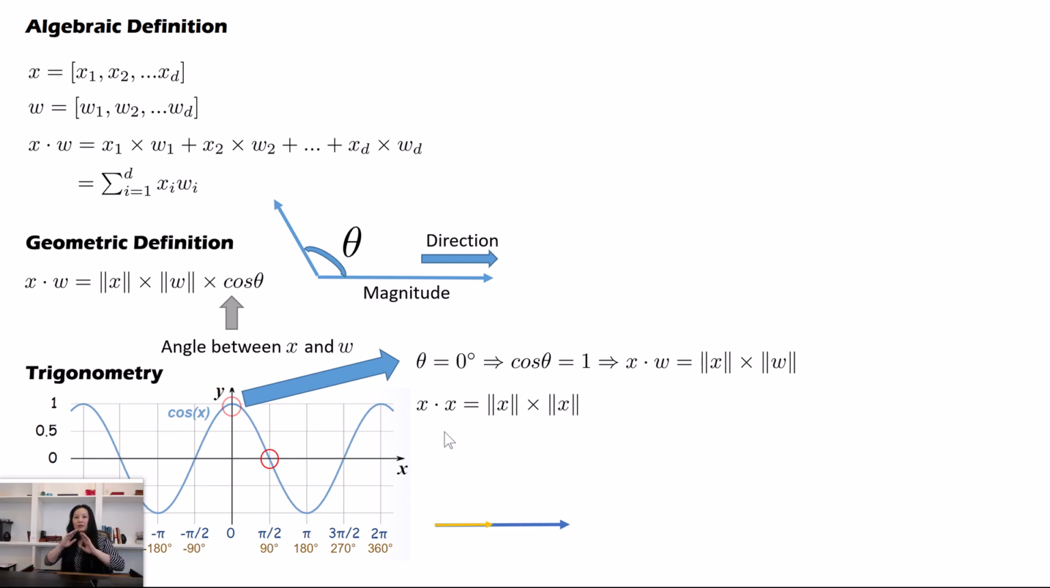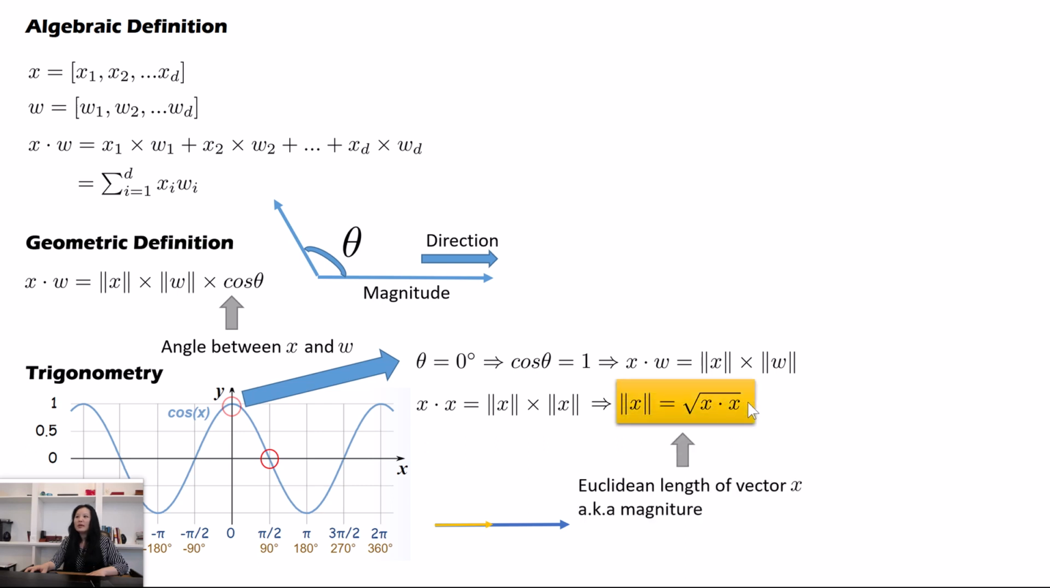Think about a vector dotted with itself. In Euclidean space, when a vector is dotted with itself, basically the angle is 0, right? And it will be equal to the magnitude of itself multiplied by the same value. This leads us to know that the magnitude of x is equal to the square root of x dot x. And we call this the Euclidean length of vector x, also known as the magnitude of the vector.